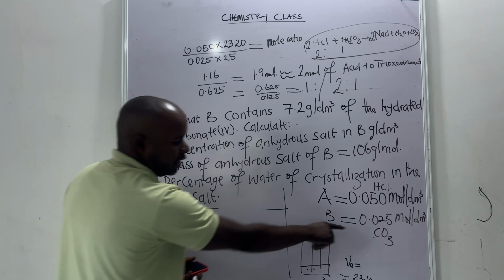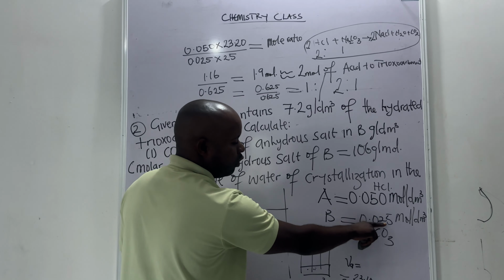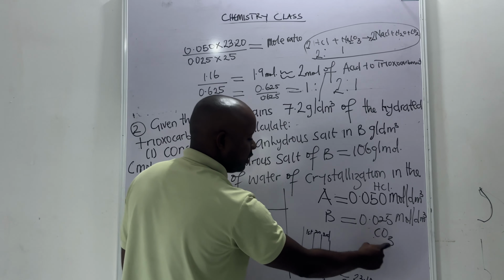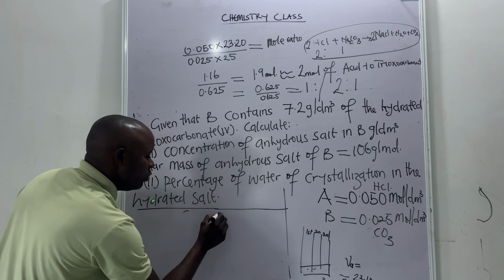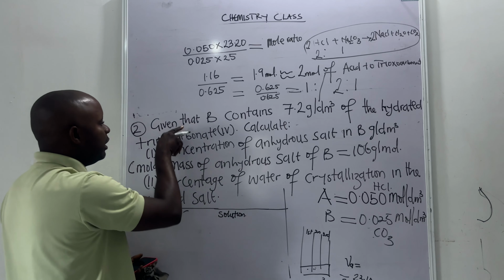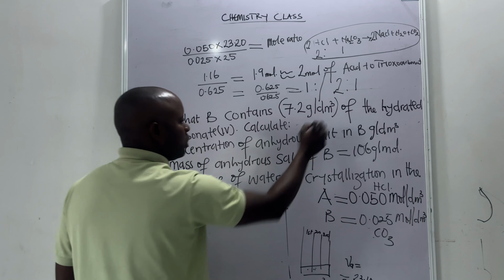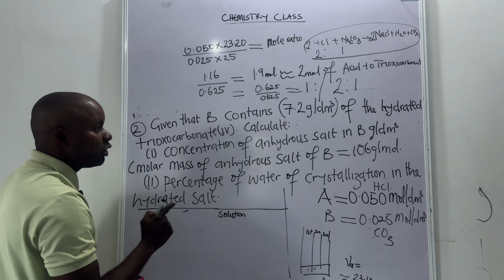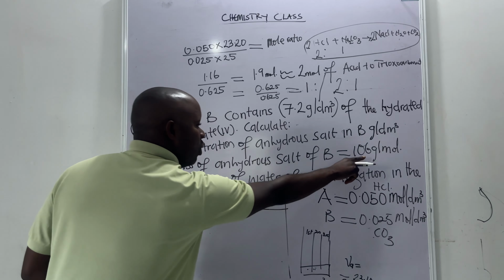We already know that the concentration of this base, the trioxocarbonate(IV), is given as 0.025. That is to say, we should look for the mass concentration of the anhydrous salt. So I'm going to solve for it using the molar mass of the anhydrous salt, which is 106.